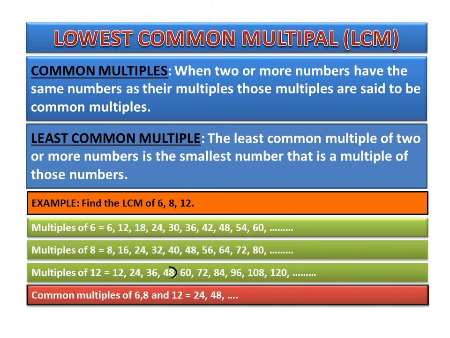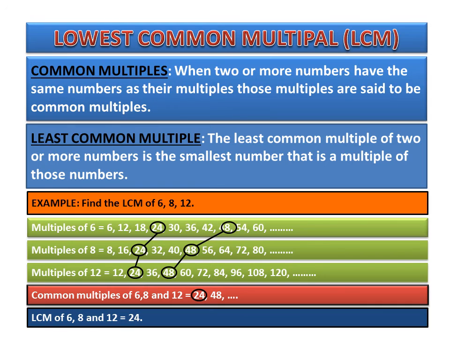Step 2. Identify the common multiples of all the given numbers. The common multiples of 6, 8 and 12 are 24, 48 and so on. Step 3. Write the least common multiple of all the given numbers. Here the least common multiple is 24. Thus LCM is 24, which is the smallest of the common multiples.